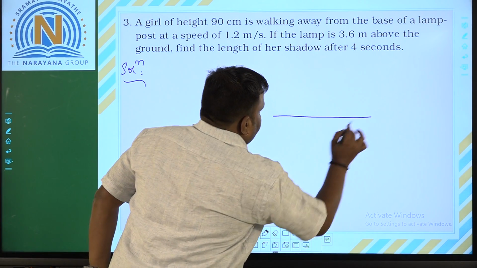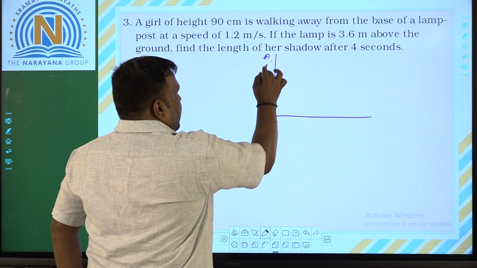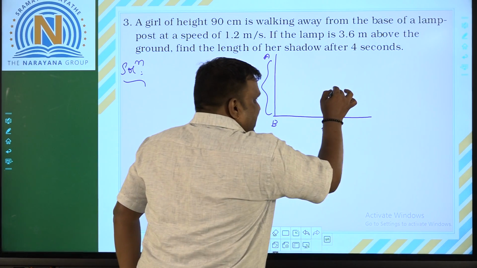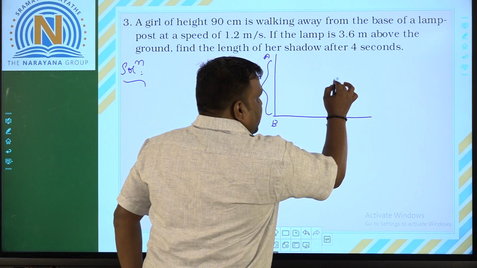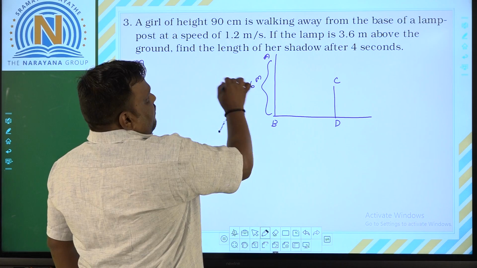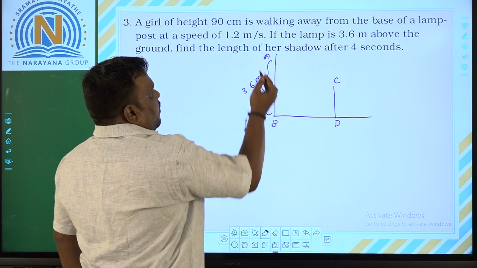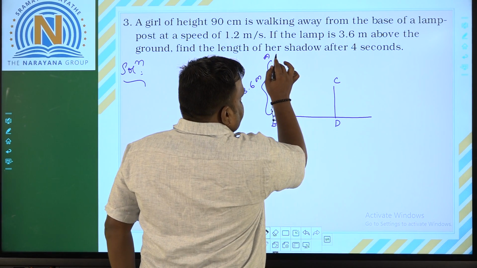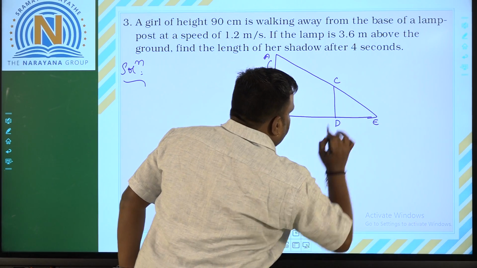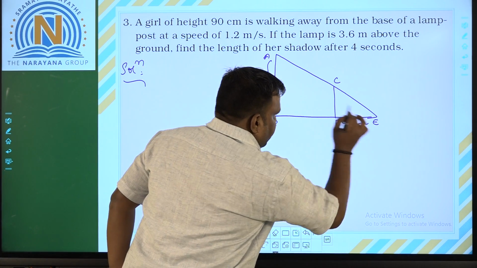Now, this is the normal ground. This is the lamp post. Let us take this as the lamp post AB. The complete height of this is 3.6 meters. Now, here is a girl CD, after traveling a distance of 1.2 meters into 4, for 4 seconds. DE is the shadow of the girl. I have to find the shadow of the girl.